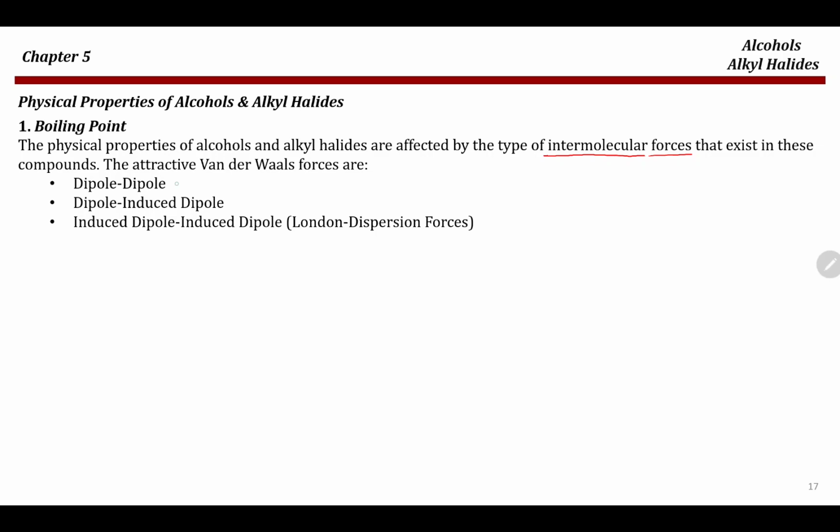Usually the first type, dipole-dipole interactions, exists mainly if we have polar compounds. So if you have two polar compounds, then the type of interaction between them will be dipole-dipole. The second one exists between polar compounds and non-polar compounds. And the last one exists in all molecules, but it's only important if we have non-polar compounds. So all types of molecules will have London dispersion forces. However, London dispersion forces or induced dipole interactions are only important if we have a non-polar compound.